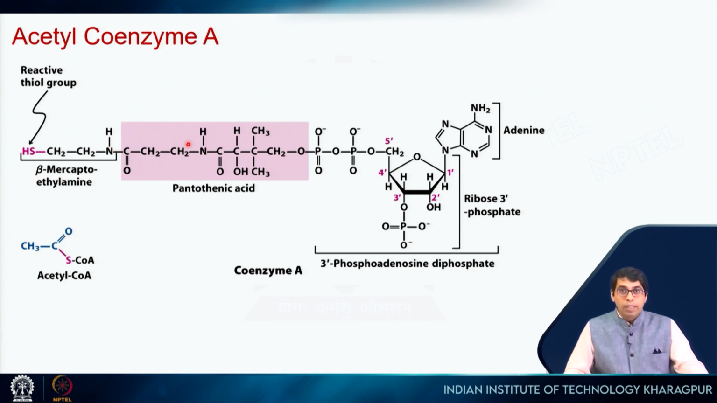So, all of these we will write as CoA, coenzyme A, right, because the reaction center or the active site is this thiol group. This is the reactive thiol group. So, we will write all of this as CoASH, right, and when this thiol reacts with the pyruvate to form this is the acetyl coenzyme A.